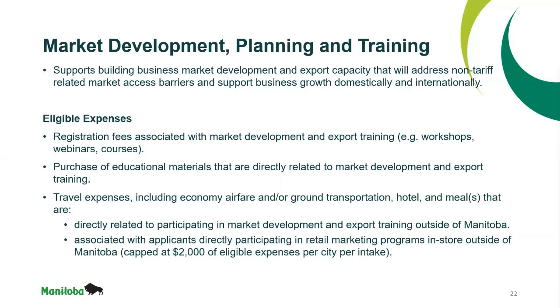And this is capped at $2,000 of eligible expenses per city per intake. And again, just to clarify, the 2,000 is the amount of the expenses or the project value, if you want to call it that. And at a 50-50 cost share, that means that up to $1,000 will be reimbursed to you for eligible expenses per city. So if you were going to do your own retail marketing, let's say in-store demos or something like that in Saskatchewan, and you're going to go to Regina and Weyburn and Estevan and Swift Current, for each one of those cities, you can submit eligible expenses up to $2,000 related to your travel. And I'll show you in a moment, there's appendices in the program guide where you can see the exact limits for the different travel expenditure categories.